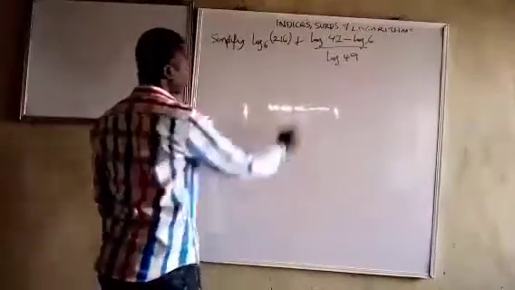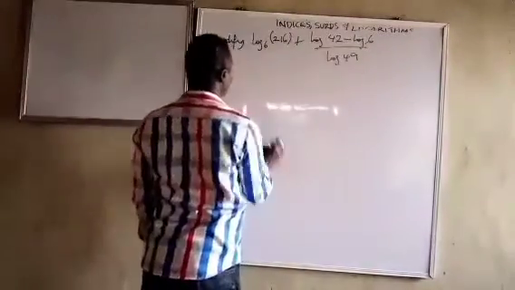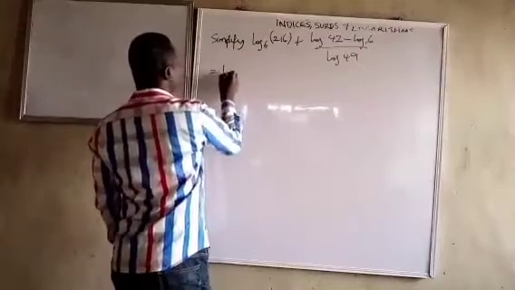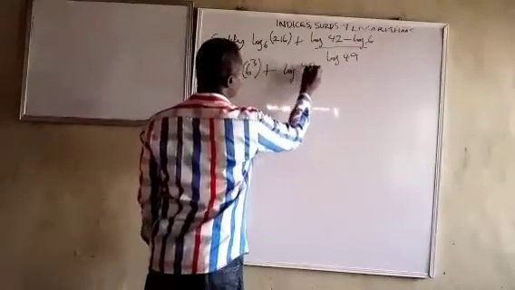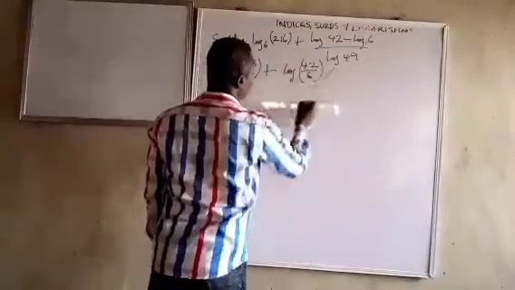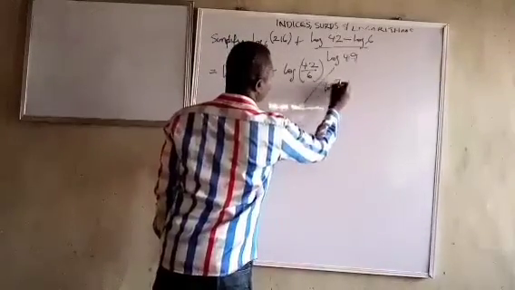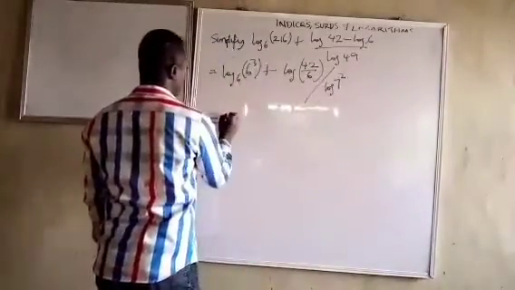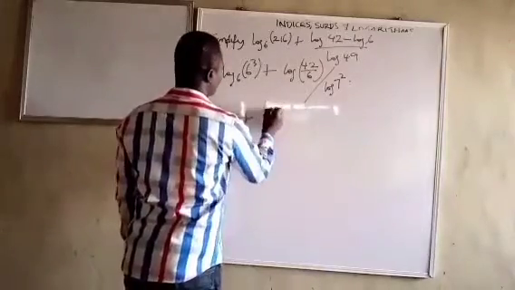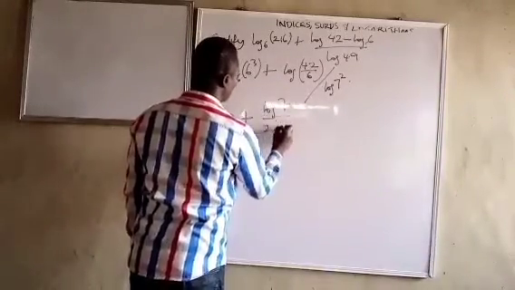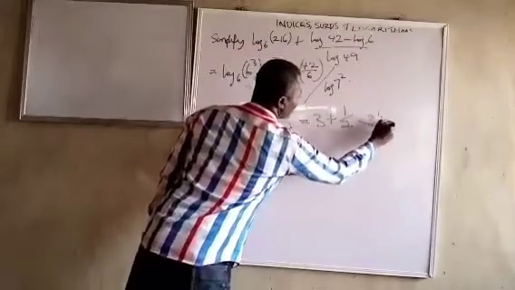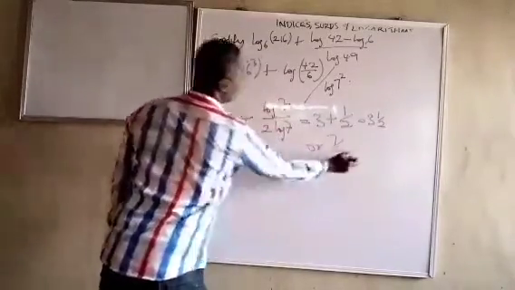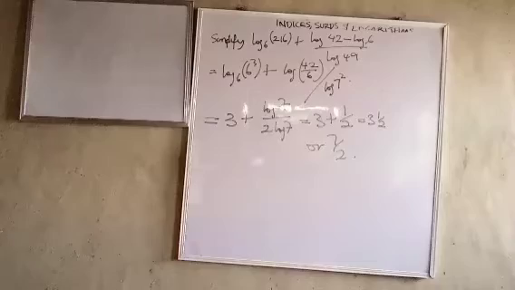Next question says simplify log 2 base 6 plus log 42 base 6 minus log 6 over log 49. So this one is going to be log 6 cubed plus log 42 over 6. Now we divide this one by log 7 squared. So this will now give us 3 plus log 7 over 2 log 7, which is 3 plus 1 over 2, 3 and a half or 7 over 2. So that's our final answer: 3 and a half or 7 over 2.